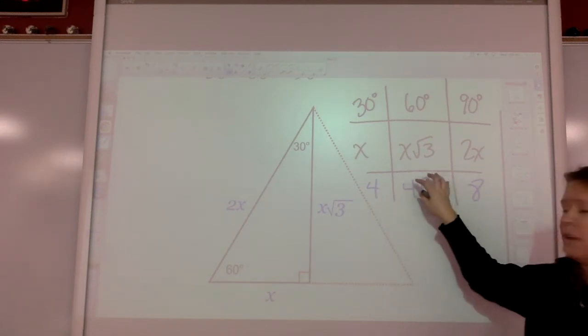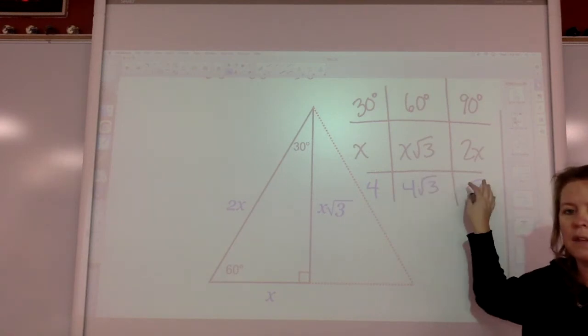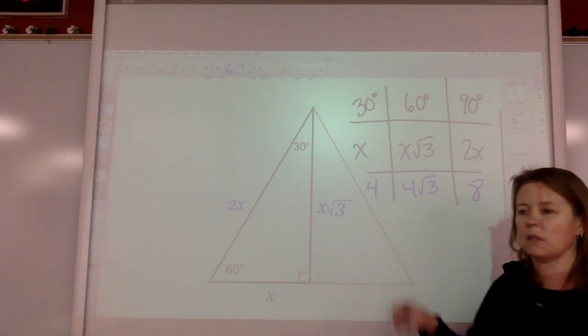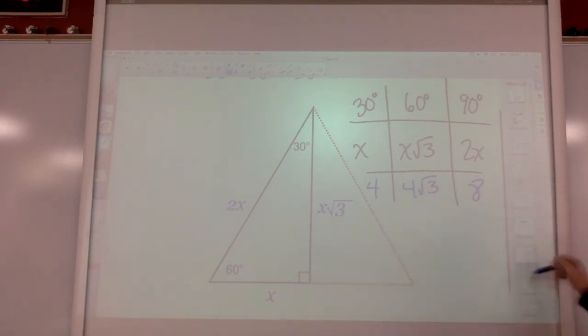The difference is, what if they give you the medium side? What if they give you the large side? You're going to have to do some magic multiplication and division in the meantime.